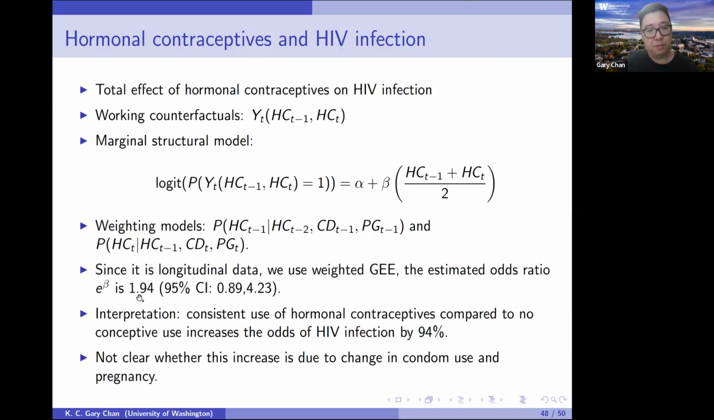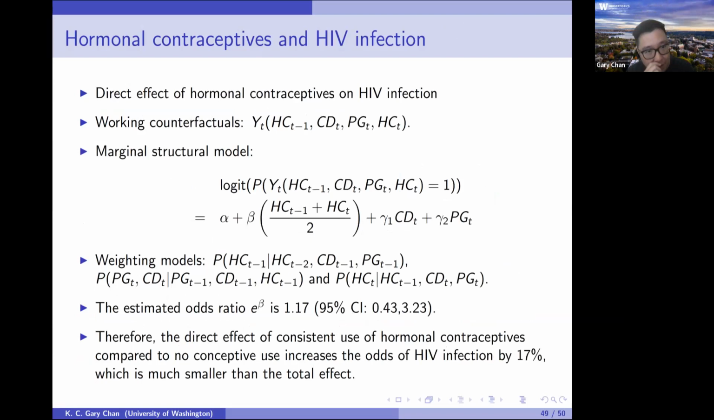The 95% confidence interval covers one, so it is not statistically significant, but the estimate itself is a bit high. We can interpret this as consistent use of hormonal contraceptives compared to no contraceptive use increased the odds of HIV infection by 94%, which is a pretty big number, although the confidence interval is still pretty wide. But this is the total effect, right? We are not clear whether this increase is actually due to a change in condom use and pregnancy.